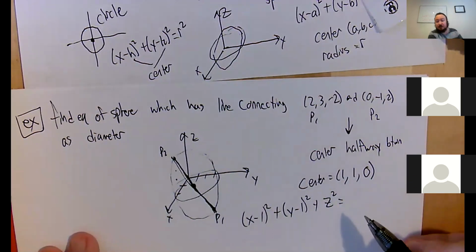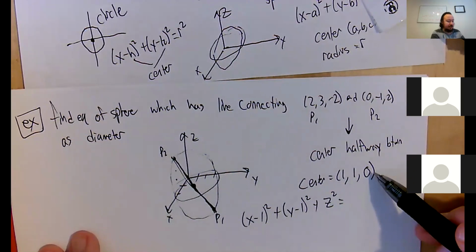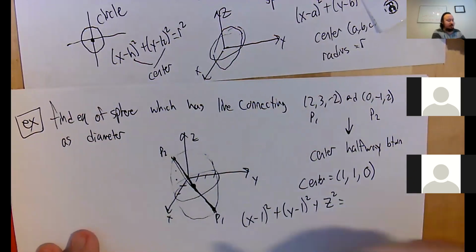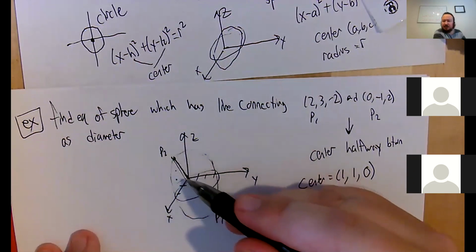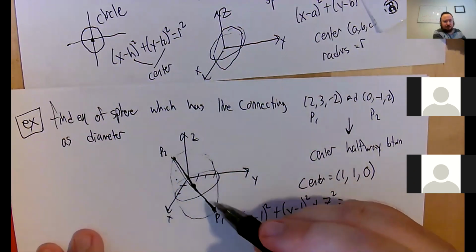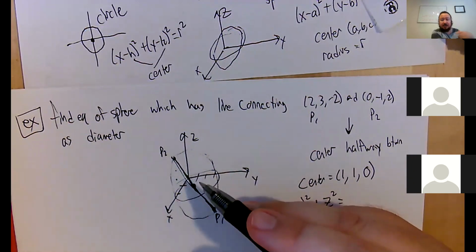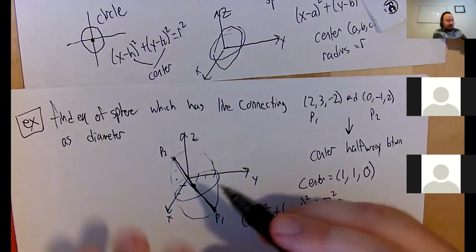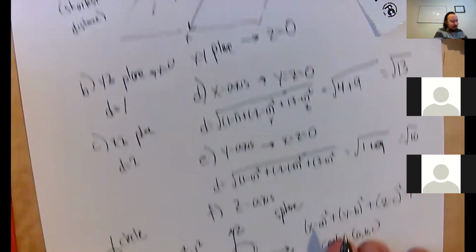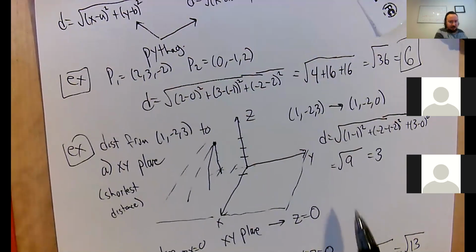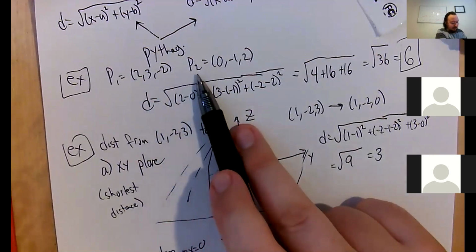Now, what we need to figure out is the radius of this sphere. Well, the length of this line is the diameter. So if we divide the length of this line, or the distance between these points, by 2, then we're going to get the radius. And I think, if I'm not mistaken, we already found the distance between these guys back here. Yeah, we did. So this is the distance between these.